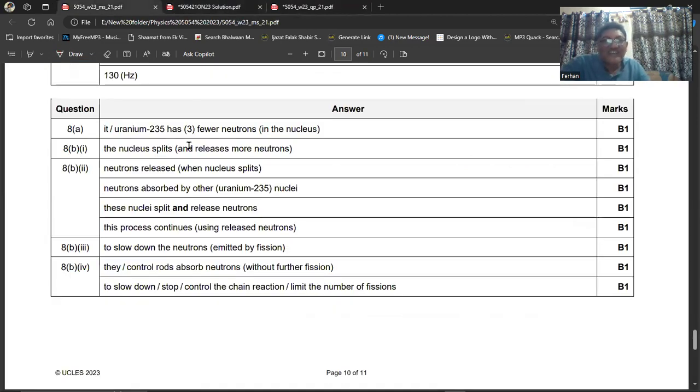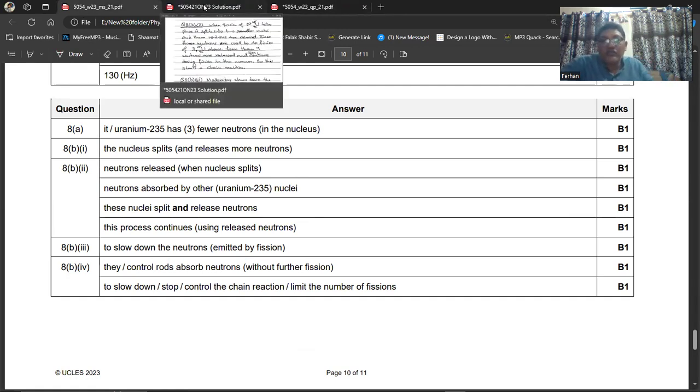I hope you understand. Question number 8B part. You can take time with this marking scheme. It's 4 marks. Check the question. What mark? 1 mark for this, 1 mark for this, 1 mark for this, 1 mark for this. I hope you will be able to write a better answer. You can also consult your latest books.